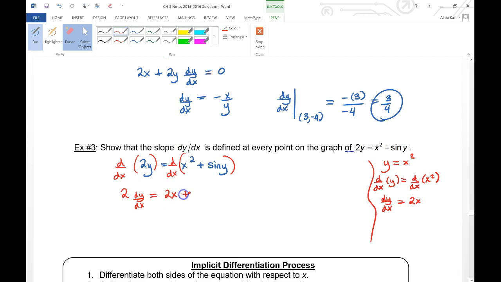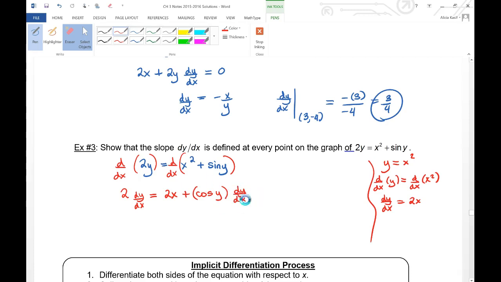We have our outside is sine. The inside is y. Remember I said, think of y as the inside. So it's going to be, what is it? Perfect. So it's going to be cosine, keep y the same, y is the inside, times derivative of y, which is dy dx.